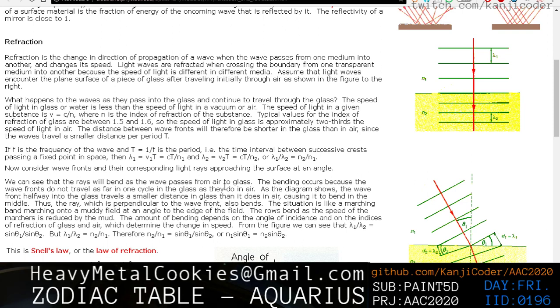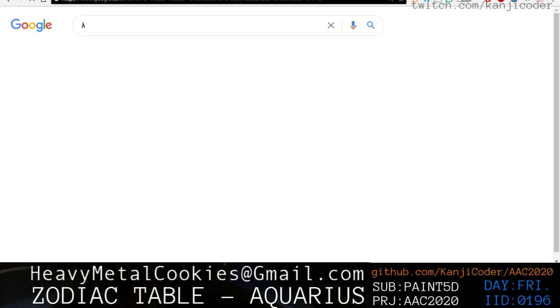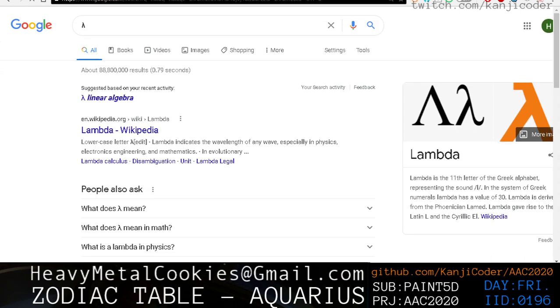If f is the frequency of the wave and T equals 1 divided by f is the period, i.e. the time interval between successive crests passing at a fixed point in space, then, what is that, lambda? I think that's lambda. So this is a little bit more detail than I need. This is lambda. Okay, yeah. And lambda, what's the difference between lambda and delta?